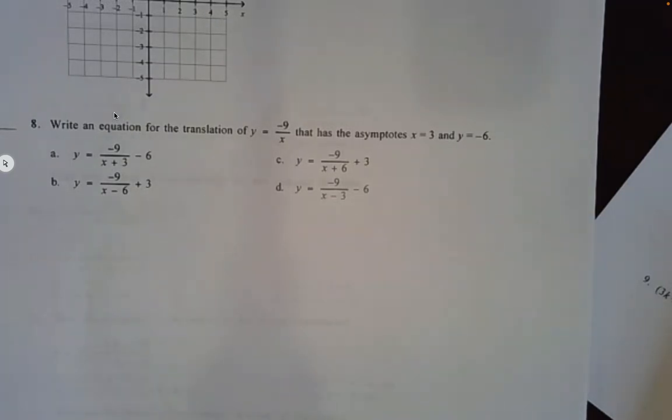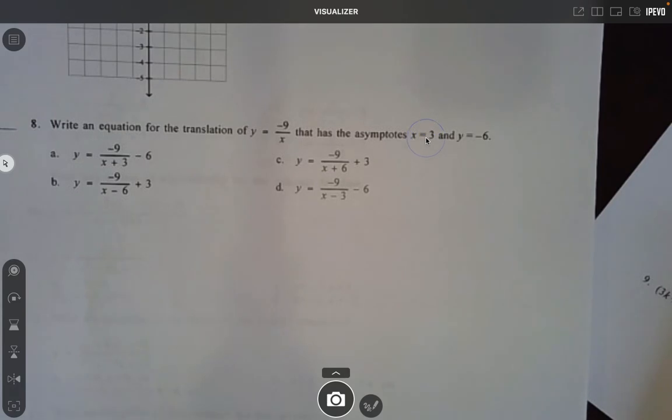Lily, this kind of goes with your question. Since that's a positive 3, what are you going to put with the x? Negative. x minus 3, which is right here. And since that's a negative 6, you actually do put a minus 6. That's all you're doing. You make the x the opposite, the y stays the same.